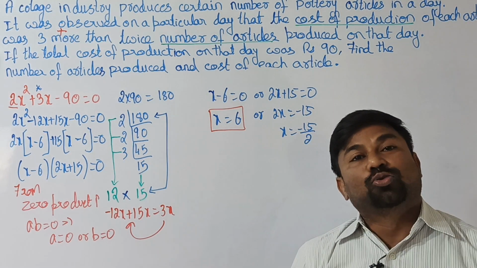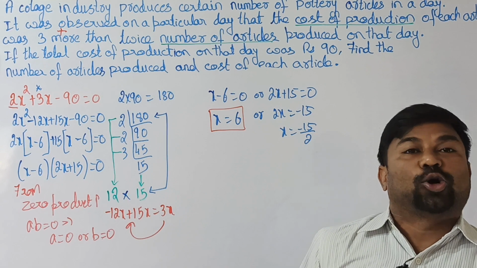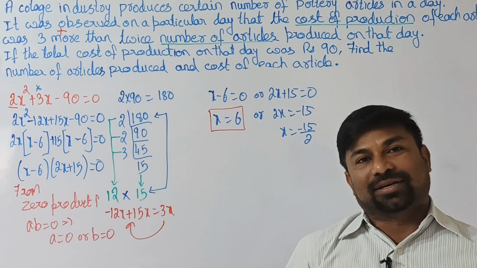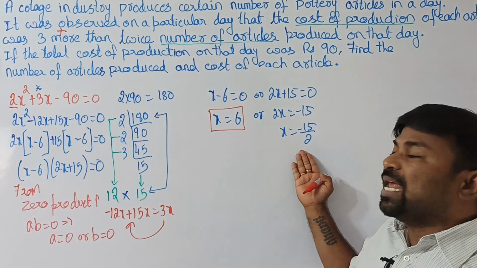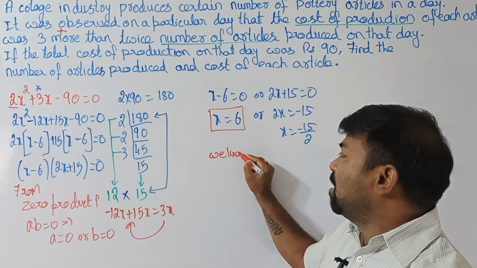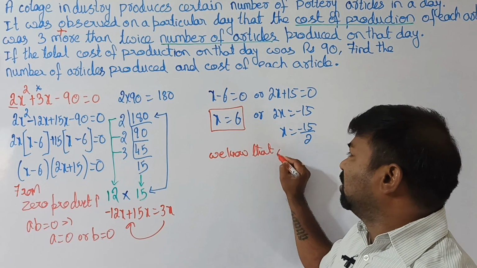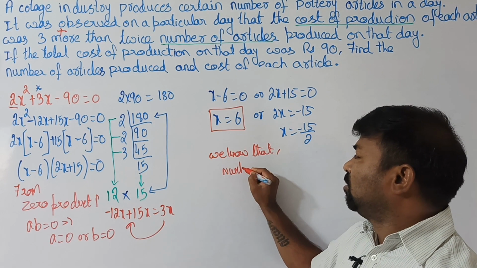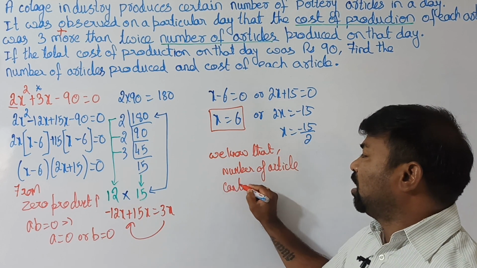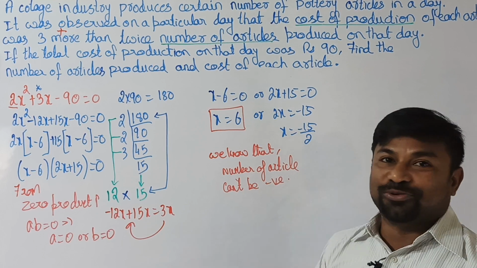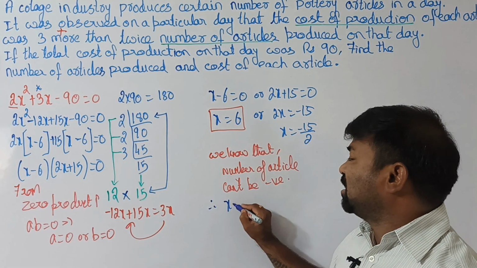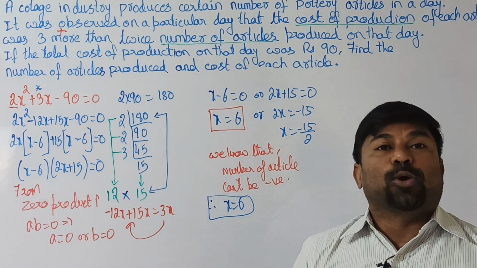Now, though we got two answers, which is practically possible? What is x? X is nothing but the number of articles. How can the number of articles be negative or a fraction? You have to remember, we know that the number of articles can't be negative. Therefore, we are taking x equals 6 as the number of articles.